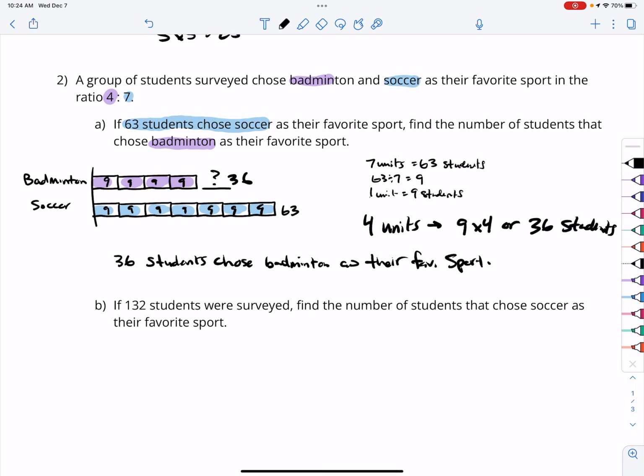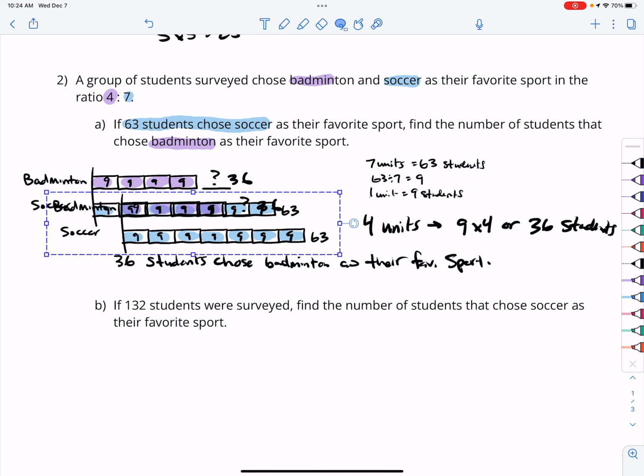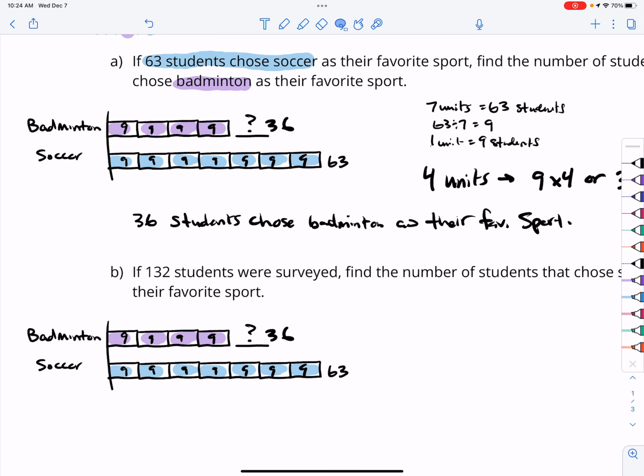If 132 students were surveyed, find the number of students that chose soccer as their favorite sport. So this is a related ratio, but different amounts. So I'm going to go back to here and get rid of the information that no longer applies. We don't know. I am going to get rid of all of these 9s because those 9s are no longer true. I'll go back and add that color in a minute.